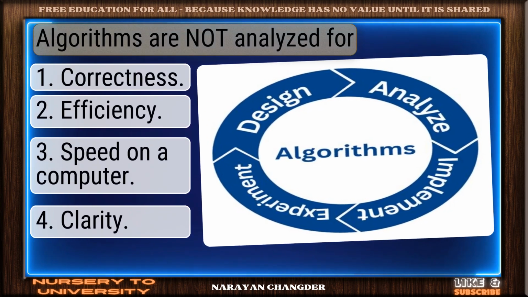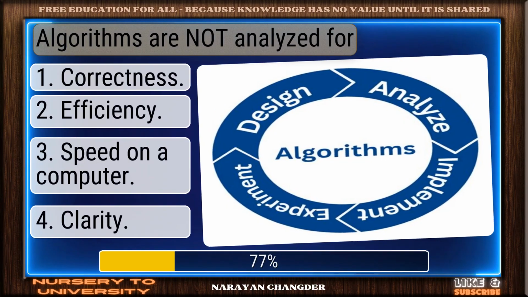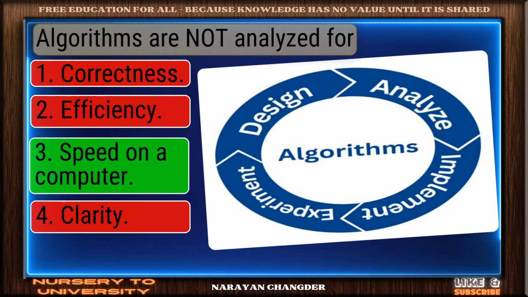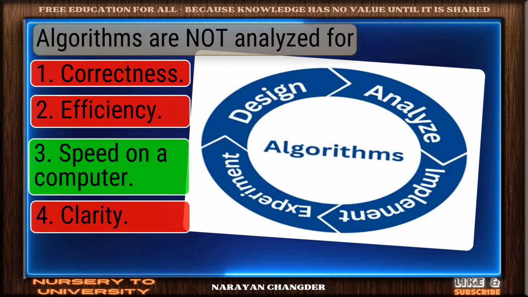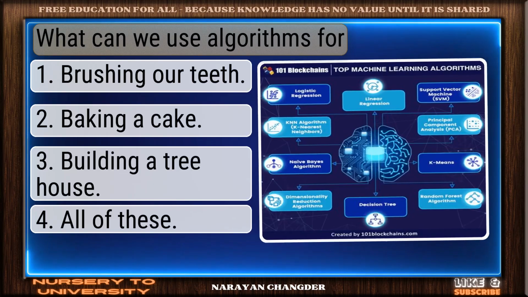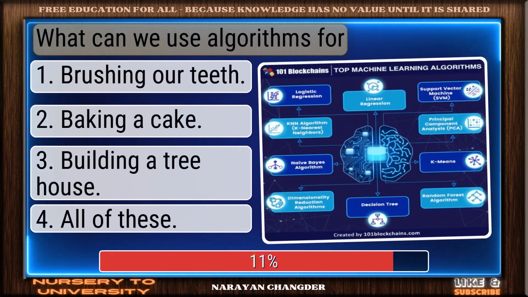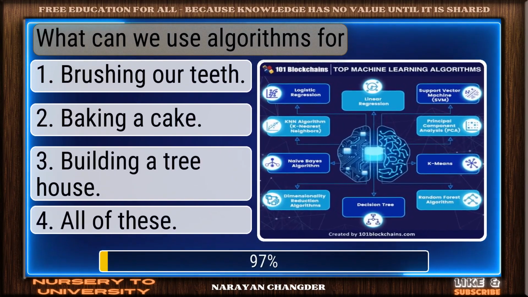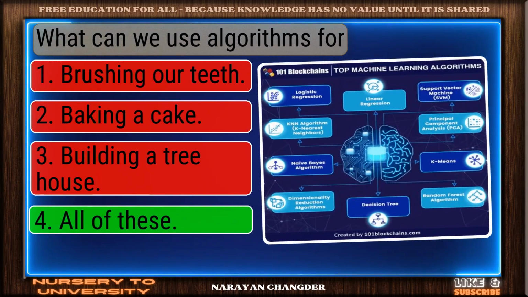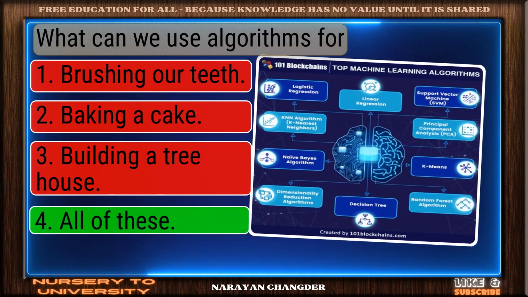Algorithms are not analyzed for. Nice selection. Speed on a computer is the correct and valid answer. What can we use algorithms for? Excellent choice. All of these is the right answer.